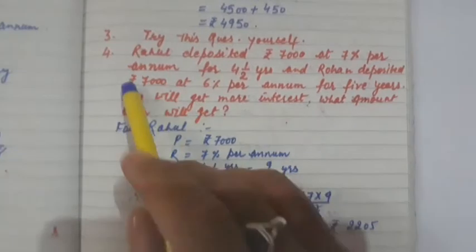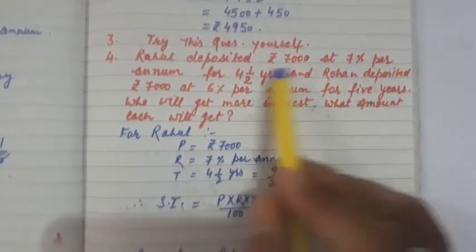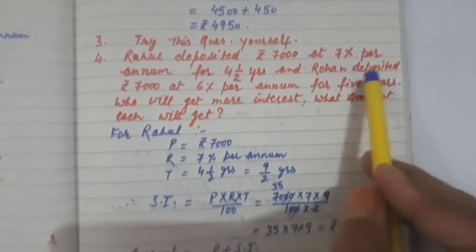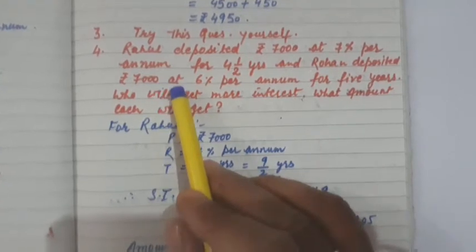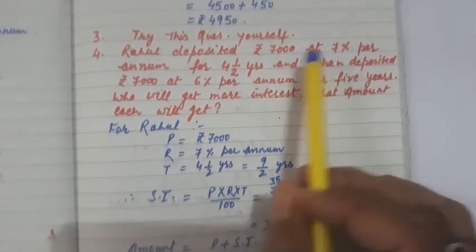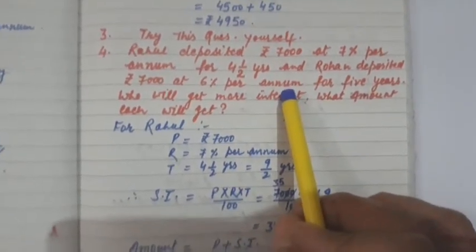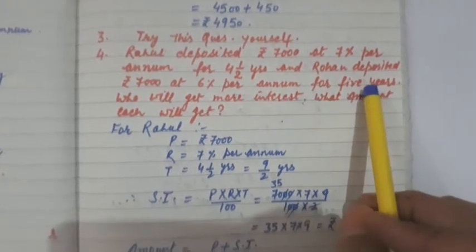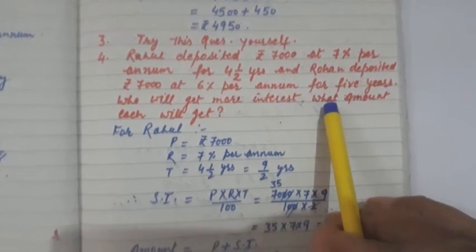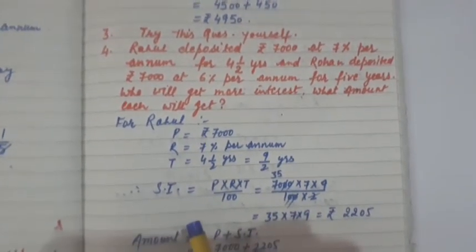Now question number 4. In this question it is given that Rahul deposited rupees 7000 at 7% per annum for 4½ years, and Rohan deposited the same money, 7000, at a rate of interest of 6%. In that case 7% is there, but in this case 6% per annum is given, meaning annual rate of interest, for 5 years. Who will get more interest, and what amount will each get? So in this case we have to find the interest as well as the amount.